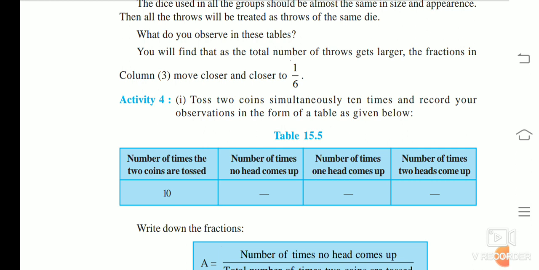Number of times two heads comes up, two heads means both are head. We can tell it in another way, no tail, or both are head. So in both cases you should get the answer head. So this thing is also noted down here.